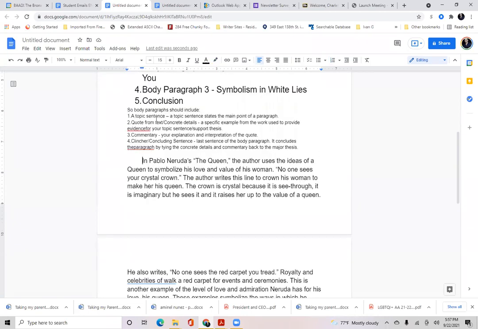Now, the handout tells me, my professor tells me that I have to have a topic sentence that states the main point of the paragraph, that I have to use a quote from the text, right? That I have to do commentary, which means I have to explain it. And at the very least, that I have to do a concluding sentence. The last sentence of the body paragraph concludes the paragraph by tying the concrete details and commentary back to the major thesis, right?